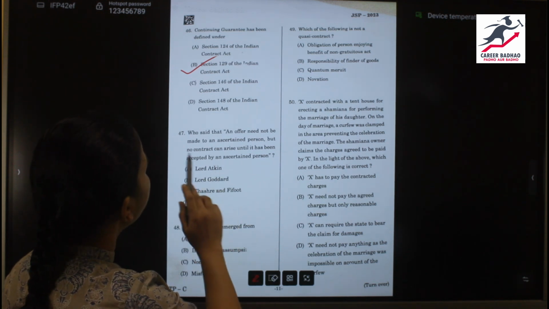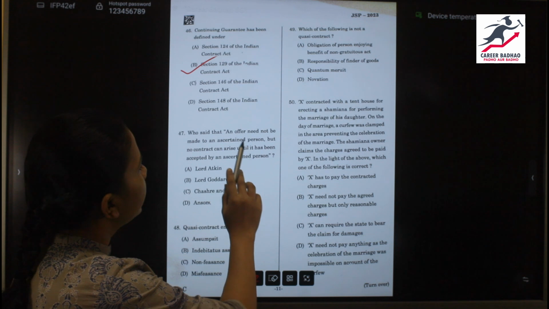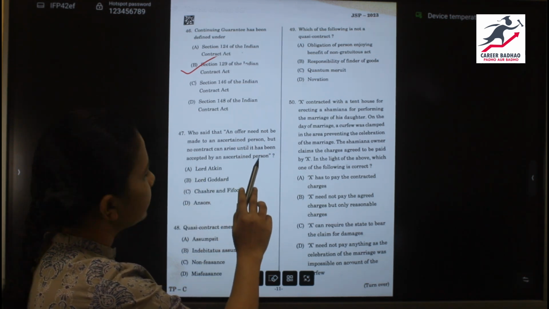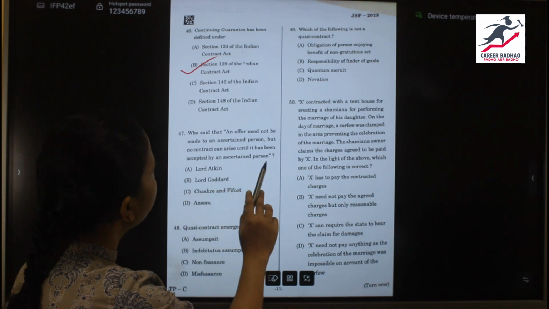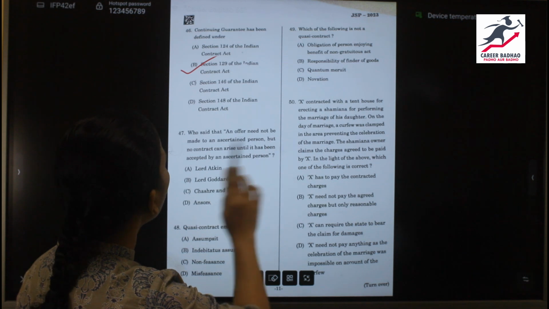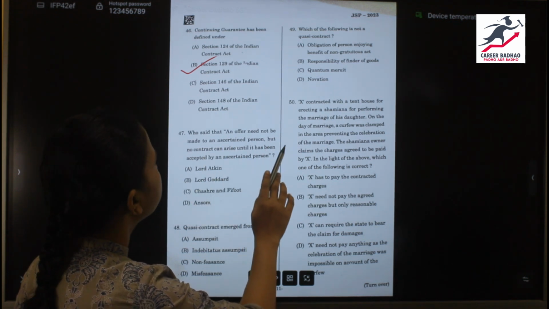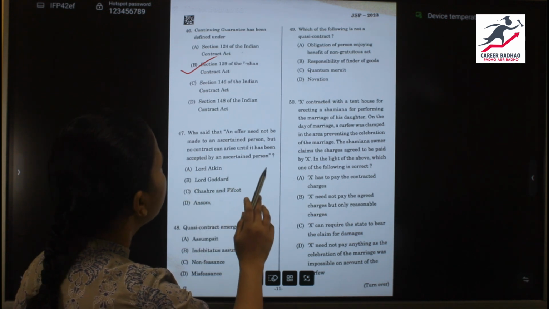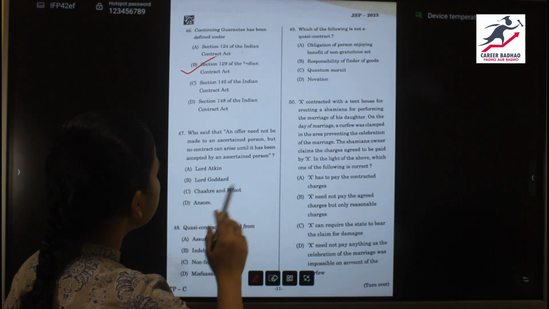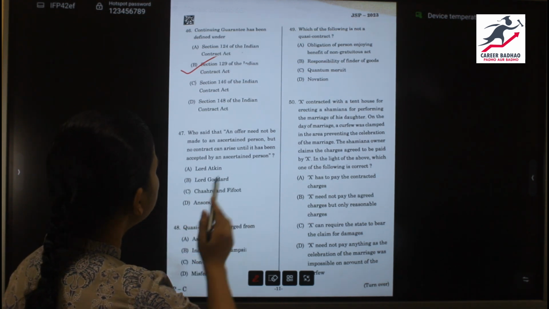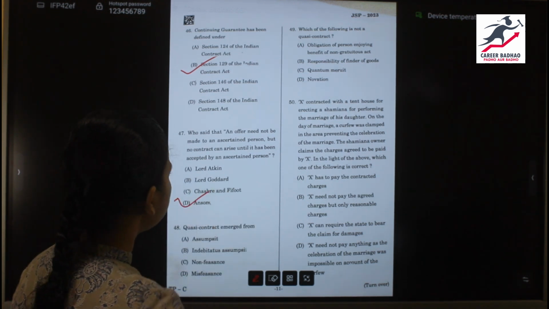Question number 47. Who said that an offer need not be made to a certain person but no contract can arise until it has been accepted by a certain person? Lord Atkin, Lord Goddard, Shastri and Peafoot, or Anson? Here the correct answer is Lord Anson.